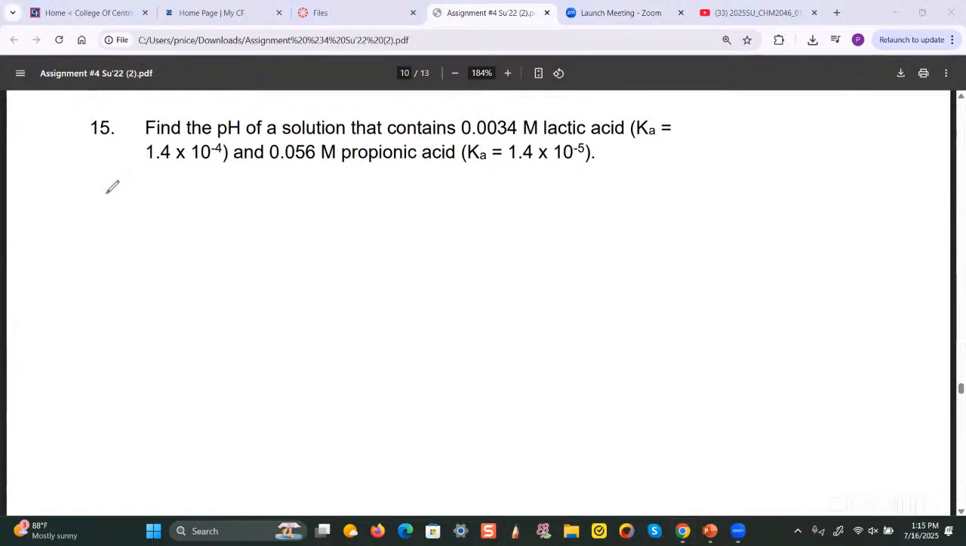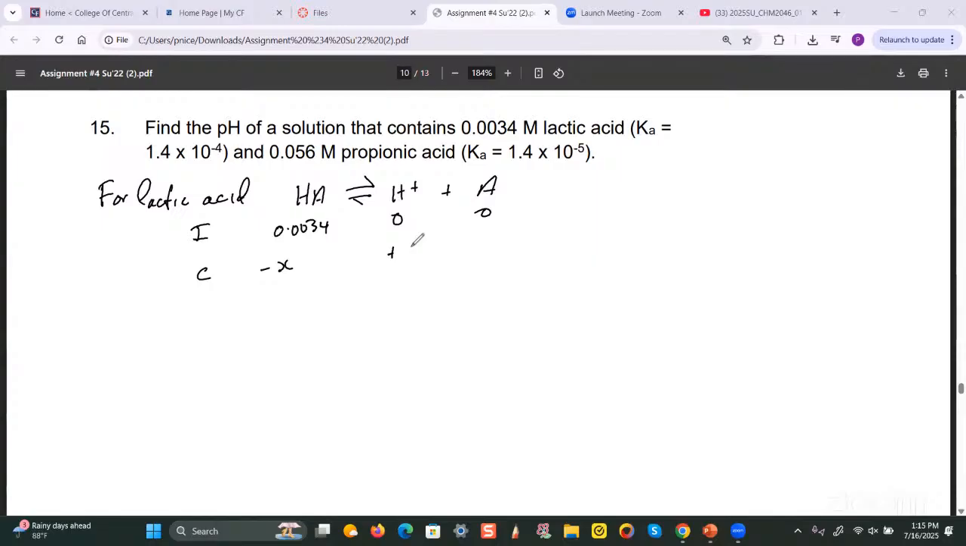So I'm going to say here for lactic acid, I'm going to set up an ICE table. I'm just going to use HA to get H plus and A minus. And then initially, the concentration of the lactic acid will be 0.0034. This will be 0, that will be 0. And the change here will be minus X, plus X, plus X. And at equilibrium, you're going to have 0.0034 minus X. Here you're going to have X, here you're going to have X.